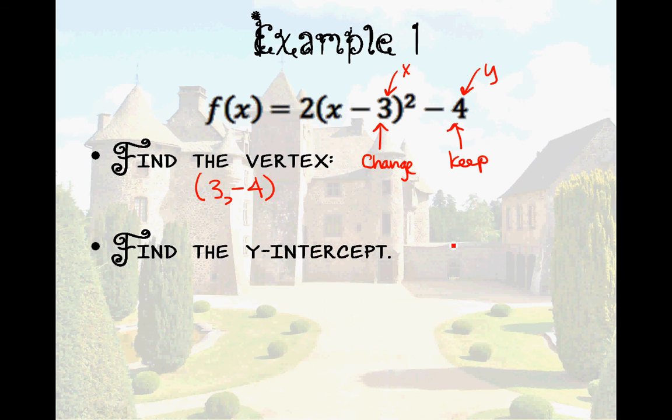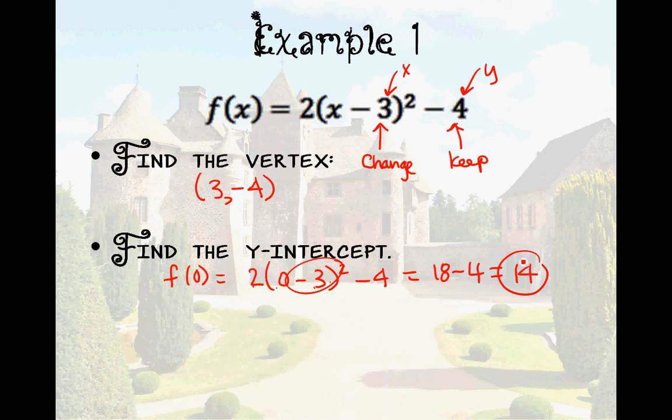We can now find the y-intercept. Remember, y-intercept is where x equals 0. So essentially we're finding f of 0. Okay, so if we substitute this all in, or not substitute, but simplify, 0 minus 3 squared, that just gives us 9, times 2 is 18, minus 4 is 14. So that would be your answer for the x-intercept. I'm sorry, for the y-intercept.